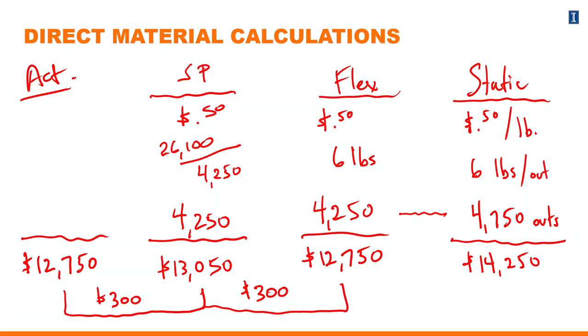And finally, the difference between the third and the fourth column has to do with the activity, the fact that we produced a different number of units than we had planned and created as a standard. And that amount is $1,500.